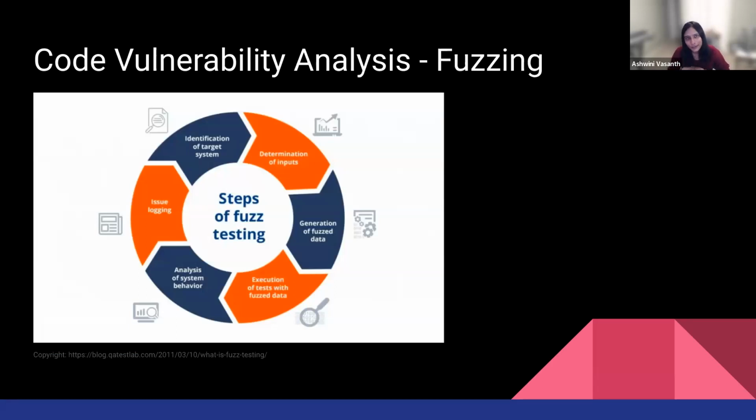Now, the other kind of analysis you could do for code vulnerability is something called fuzzing, right? And what this involves is you determine the inputs to any kind of function or any product or service, basically, and you generate data based on the inputs. So fuzz data is essentially potentially malicious data. And then you execute the tests against this data and you analyze how the system behaves, right? And then you start identifying issues based on the behavior that you notice and where there are flaws.